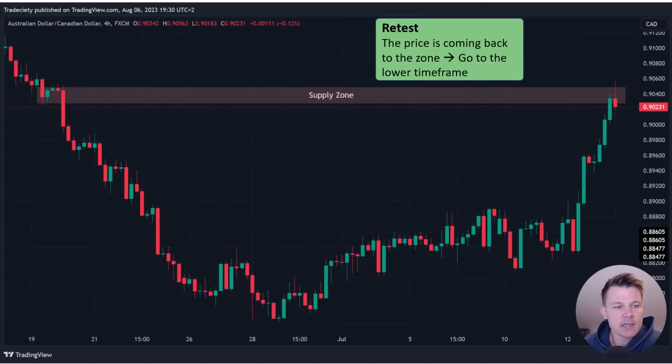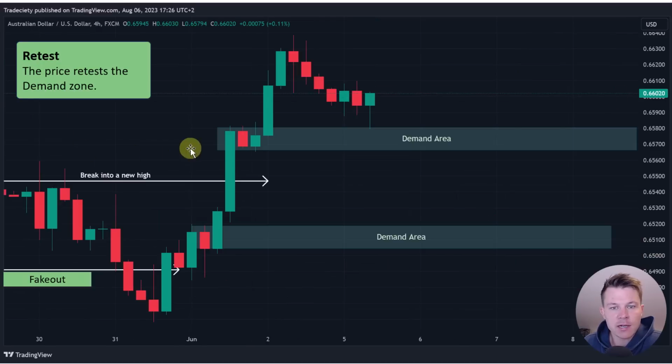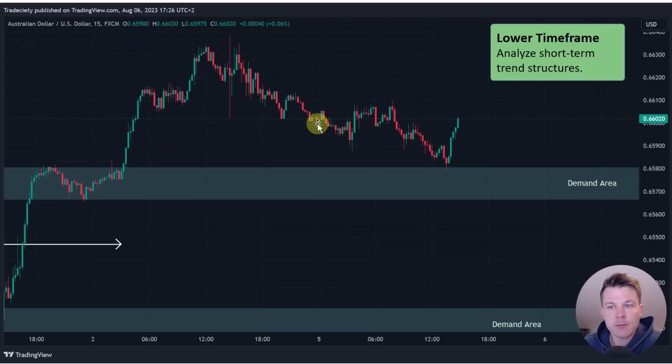In this case, the picture is very different, right? Because the market is still in this uptrending momentum phase and is then, with a correction phase, hitting the demand area. What we do is we go to the lower time frame, and here we want to analyze the short-term trend structure. What can we see here?